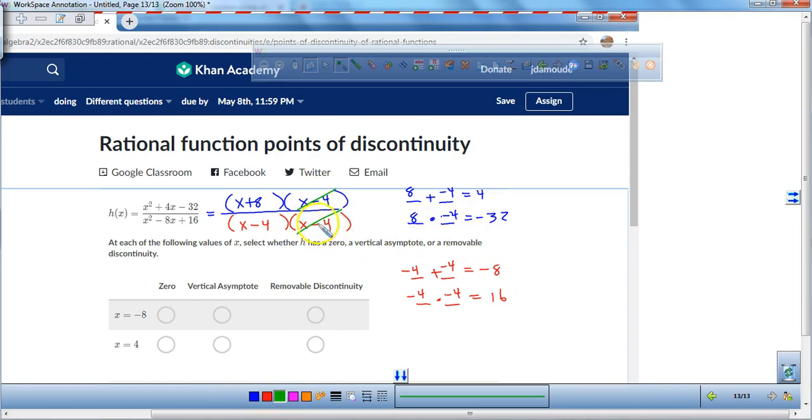And whenever those cancel out, it creates a hole in the graph. However, if you have an asymptote at the exact same point, which is at a 4, then the asymptote will trump the hole. Because basically, an asymptote's full of holes. It's just a whole bunch of holes all made into a long line of asymptote. Okay? So let me explain to you real quick.